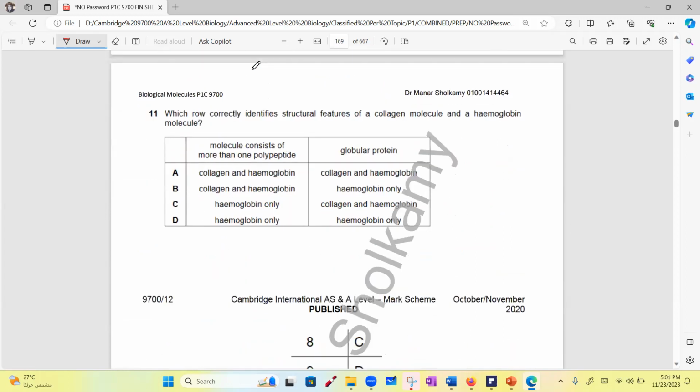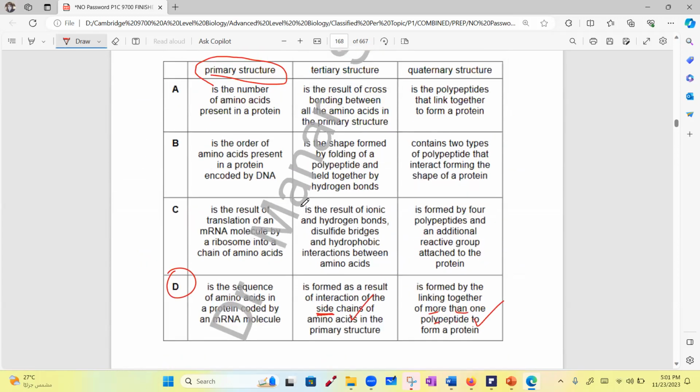Okay. Miss, why is it not the order of amino acids? Let me see. It's the order of the amino acids present in a protein encoded by DNA. Let's look at the remaining. Tertiary structure is the shape formed by folding of a polypeptide and held together by hydrogen bonds. This is wrong. The tertiary structure is not held together by hydrogen bonds only. Hydrogen and hydrophobic and ionic and disulfide. Quaternary structure contains two types of polypeptide that interact, forming the shape of the protein. Only two? Quaternary structure can be any number of polypeptides.